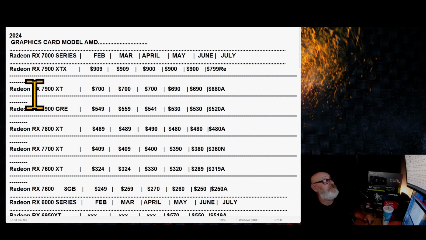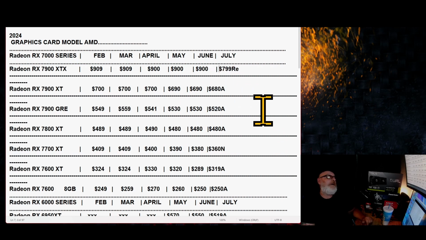Okay, let's first start off with the 7900 XTX. Looks like we have a little shift in this thingy here. Let's go ahead and fix this up a little bit and get it back straight. There we go. Alrighty, now it's all fixed up. We'll fix it as we go along.